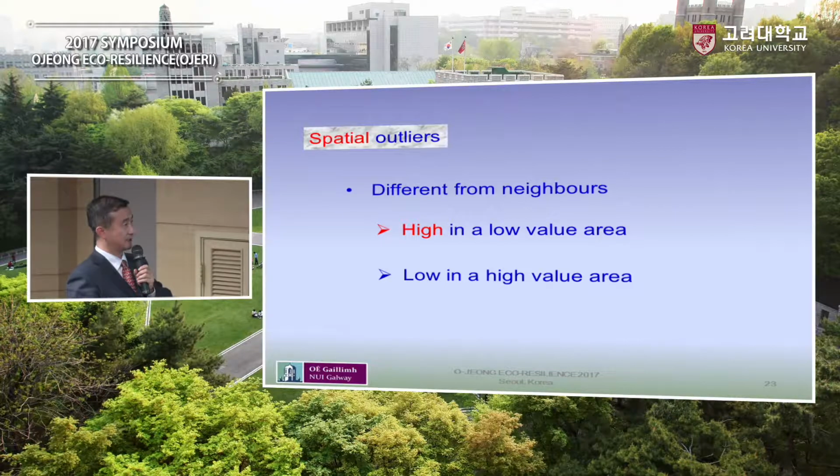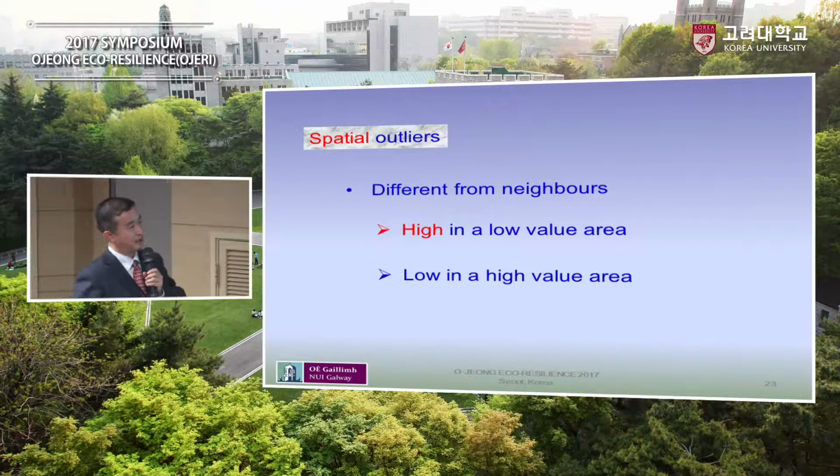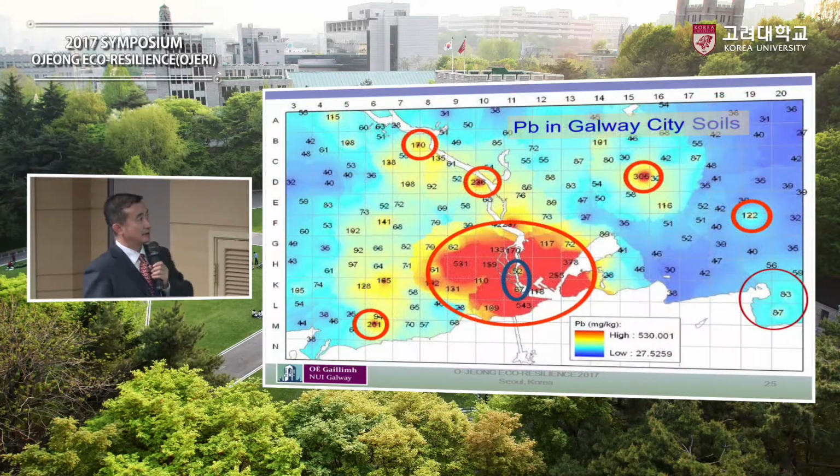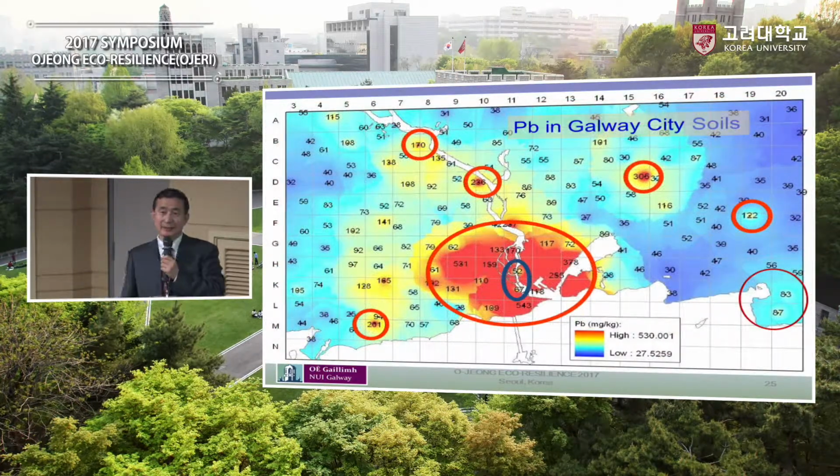Specifically, we're interested, for example, in a high-value and a low-value area. Then how do we do that? I use an example of urban soil in Galway. I took 166 samples, then we map it. So visually, we can see some potential outliers there. We see clusters there: a high-value cluster, a low-value cluster, and those outliers. Visually, we can see them.